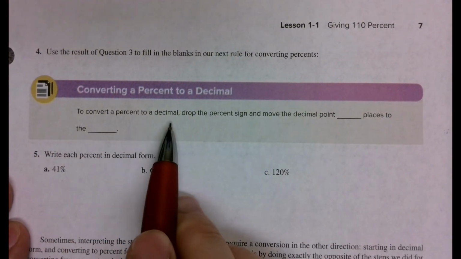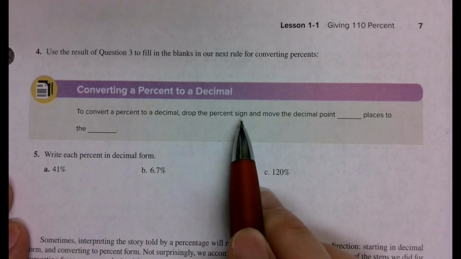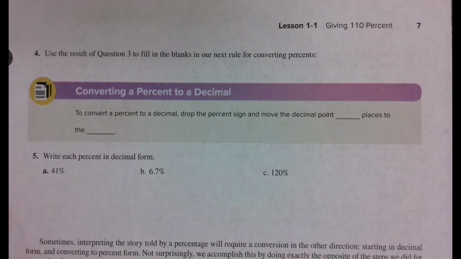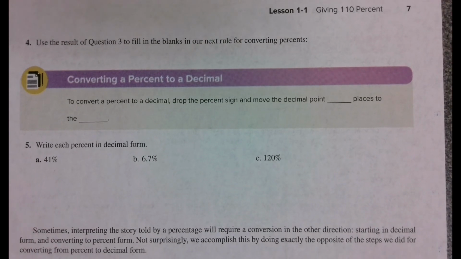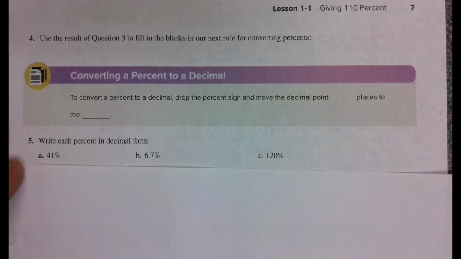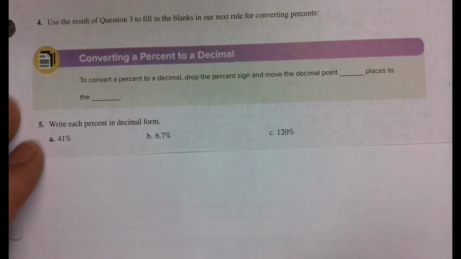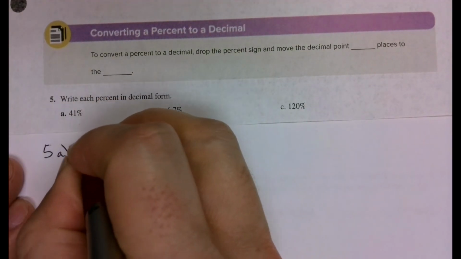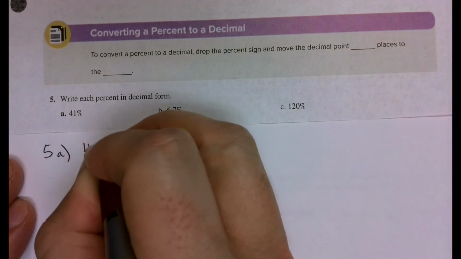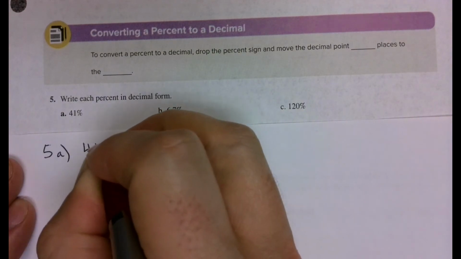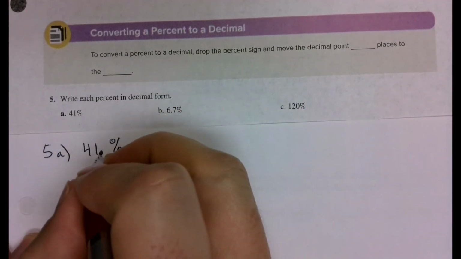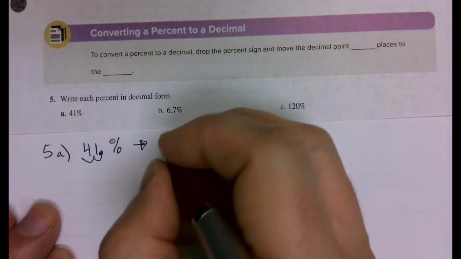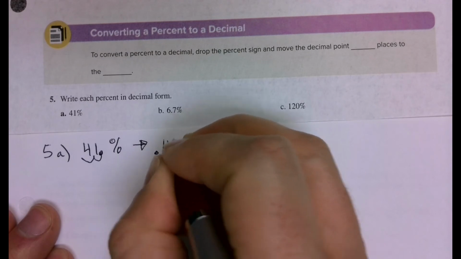To convert a percent to a decimal, drop the percent sign, that's important, and move the decimal point 2 places to the left. So let's demonstrate that here. Here we've got 41%. So what we would do is note where the decimal place is. It's right here. If you don't see a decimal place, it's to the far right of the number. We're now going to move it to the left 2 decimal places, and we get 0.41.